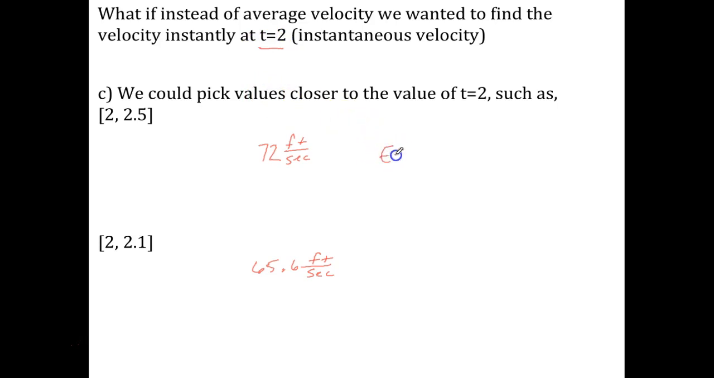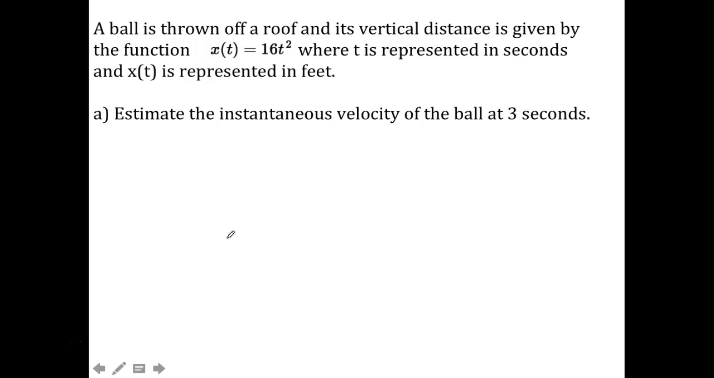A way to write that is estimation for the instantaneous rate of change. That's what IROC stands for, instantaneous rate of change, at t equals 2, because we were kind of zooming in on values close to 2. Okay, let's go forward. Okay, notice here it's the exact same function. A ball is thrown off a roof and its vertical distance is given by 16t squared, where t represents the seconds and x represents feet. Estimate the instantaneous velocity of the ball at 3.